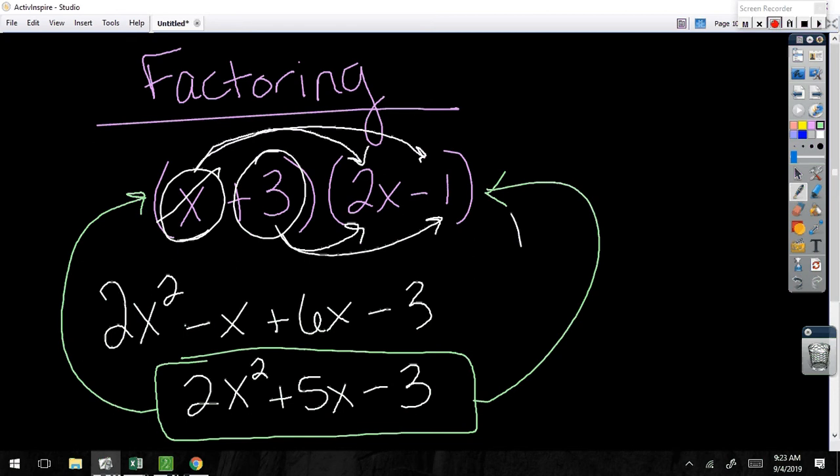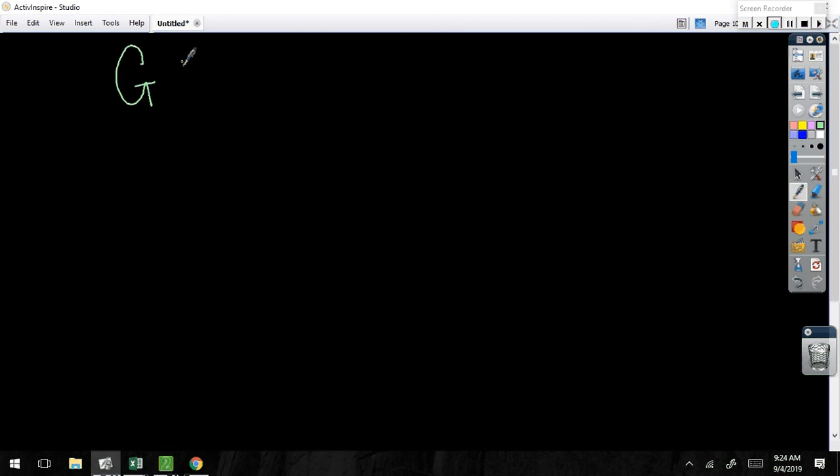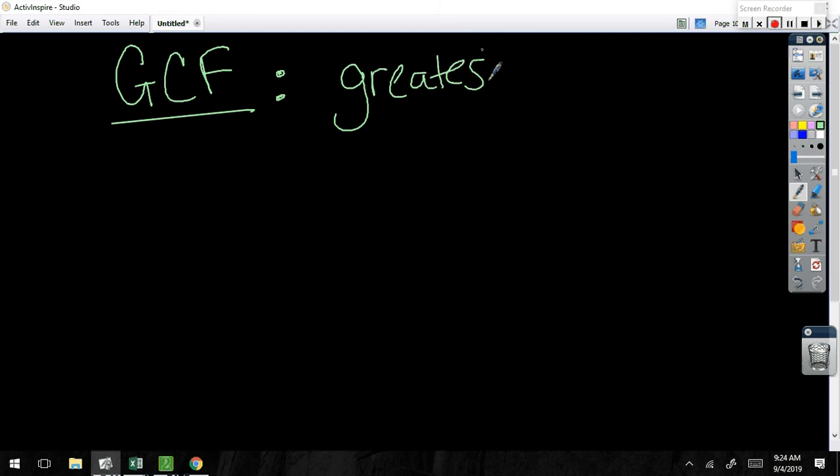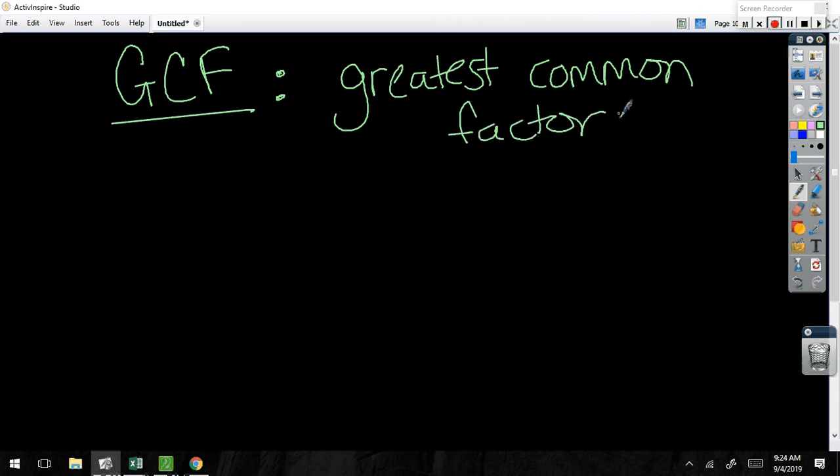Now here's the backbone of factoring. Greatest common factor. If you can find a greatest common factor, you can factor any trinomial, any quadratic. So the question is, what is a greatest common factor?